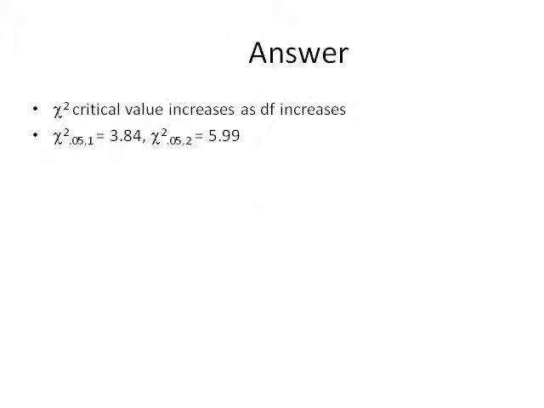The answer is that unlike the t and the F distribution, the critical value in the chi-square distribution increases as degrees of freedom increase. If you look at the chi-square table in the appendices, when alpha is 0.05, you'll notice that at 1 degree of freedom, the critical value is 3.84, and at 2 degrees of freedom, the critical value is 5.99, and the critical value keeps increasing as degrees of freedom increase.